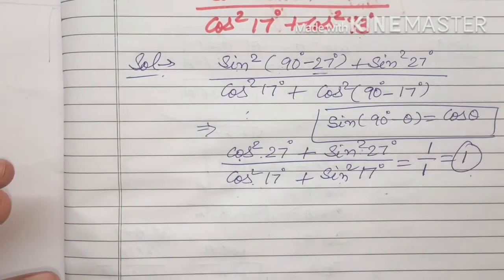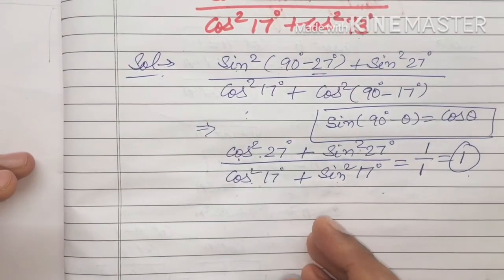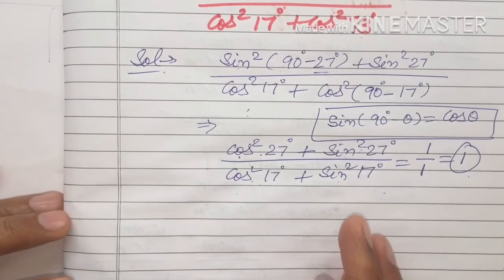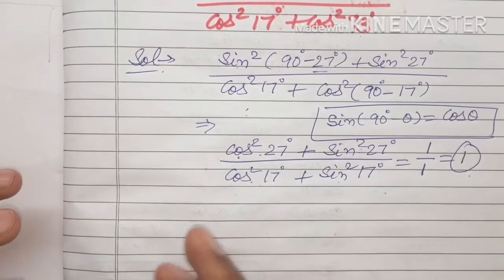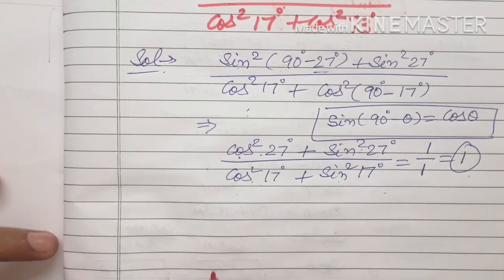So we have to learn all the identities and all the properties that we have used in this chapter, so that it will be easy to solve these types of questions.